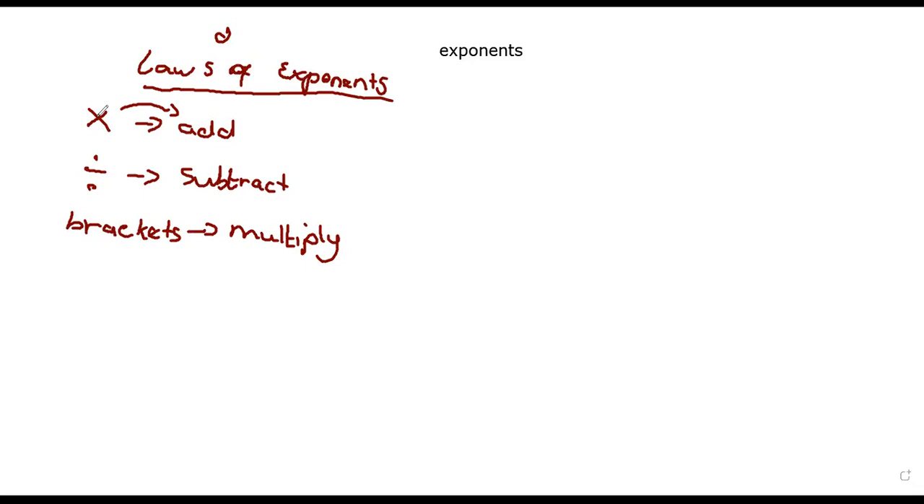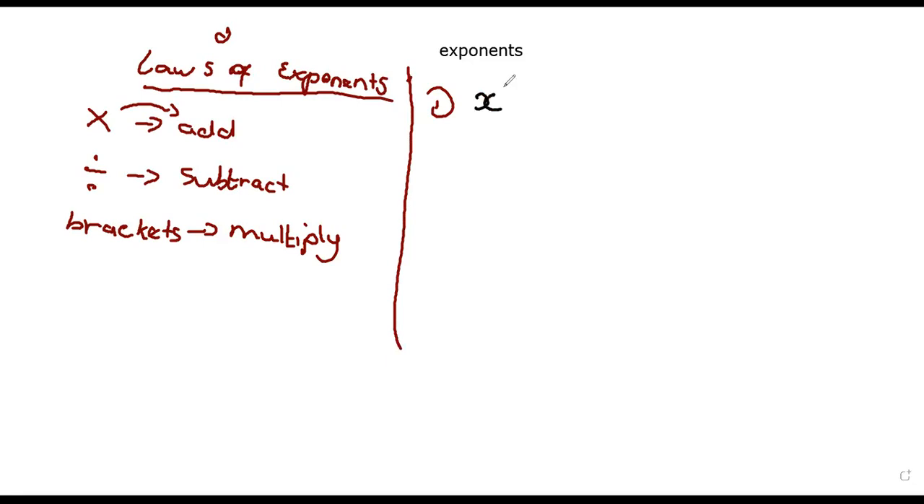Whenever you have to multiply powers of the same base, you have to add the exponent. When you divide powers of the same base, you subtract the exponent. Whenever you see the brackets, you multiply. Once you master this, it will be easy for you to understand other things. In maths, it's easy to understand when we provide more examples. All right, start at number 1.